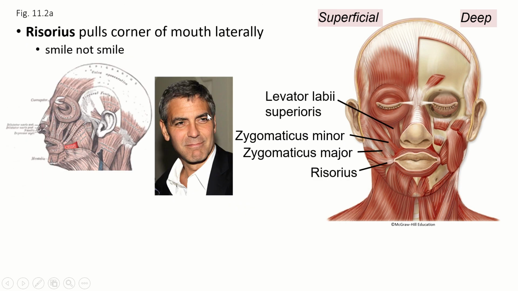Now the risorius pulls the corner of your mouth laterally for that half smile, okay? And it's here. Now, in some diagrams and models, it's straight. In some, it's curved. It's kind of hard to tell. Same with the zygomaticus. Sometimes they're straight, sometimes they're curved. You just got to be aware of that. But this is a superficial muscle that goes across and pulls the corner of the mouth toward the ear, more horizontally. That's the risorius.